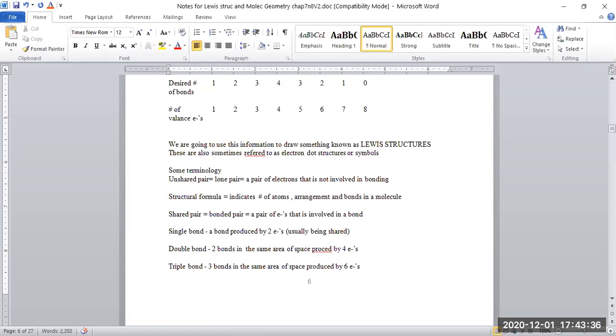Structural formulas tend to be really heavily based on the visual end of things. We've got shared pairs, so bonded pair. One pair, meaning two electrons, and they are involved in a bond. We looked at this a little bit at the beginning of the chapter when we were talking about ionic and covalent and polar. So this kind of harks back to that.